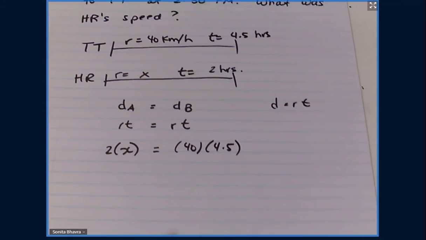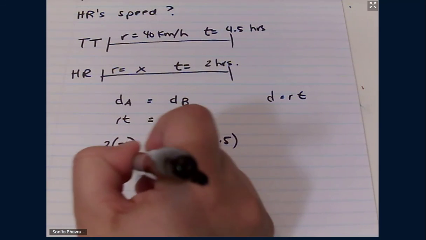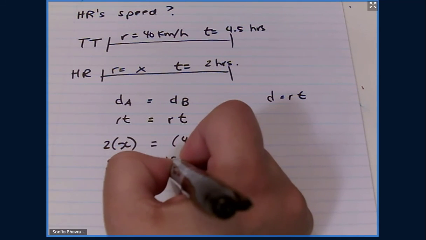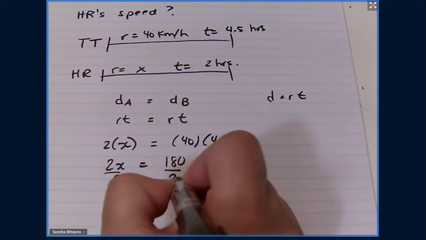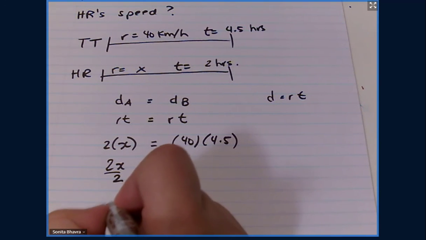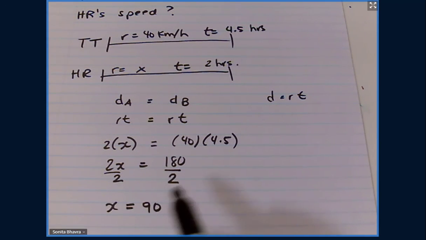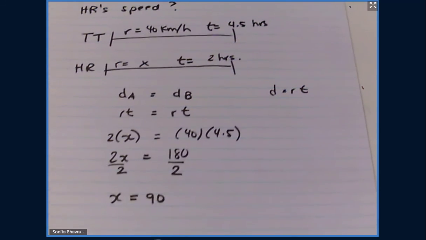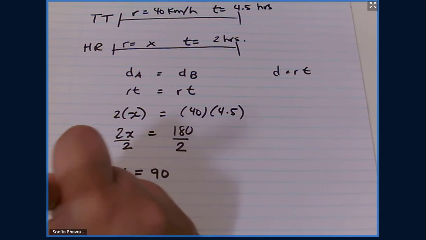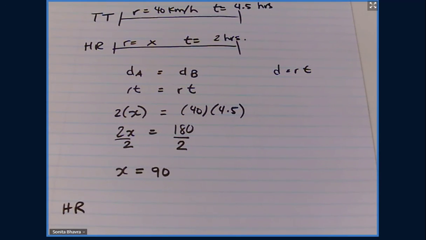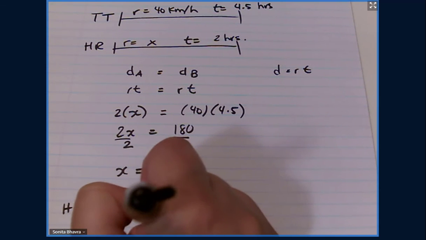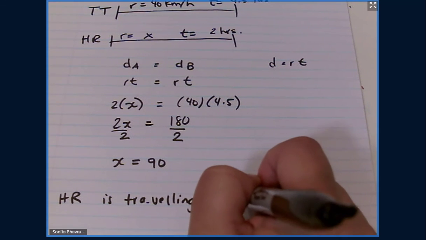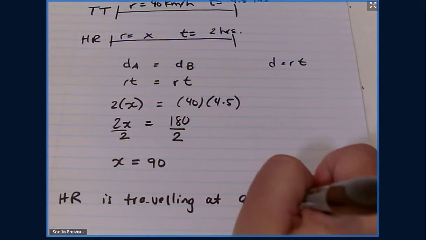All right, so we'll just multiply this out. So 2x is equal to 40 times 4.5, which is 180. And then we'll divide by 2. And that gives us x is equal to 90. So if we go back up, we already called the rate for Hot Rod x. Therefore, Hot Rod is traveling at 90 kilometers per hour.